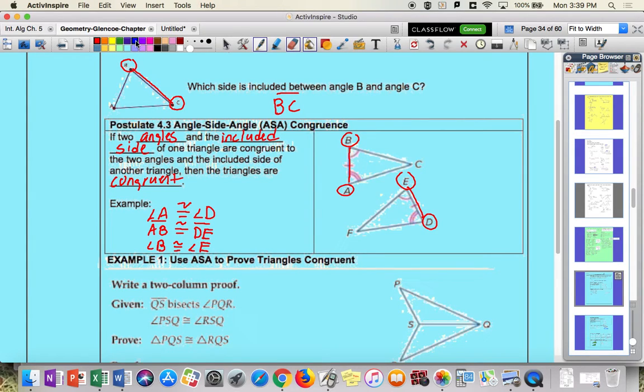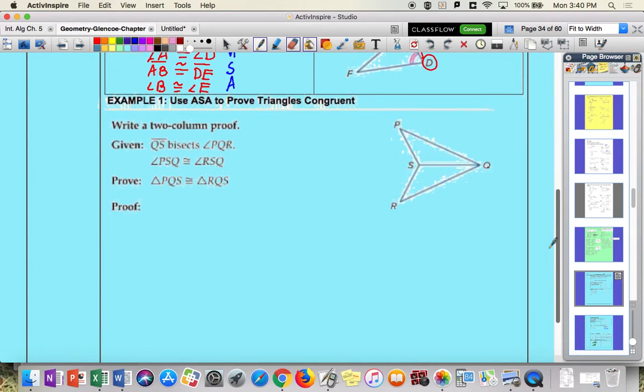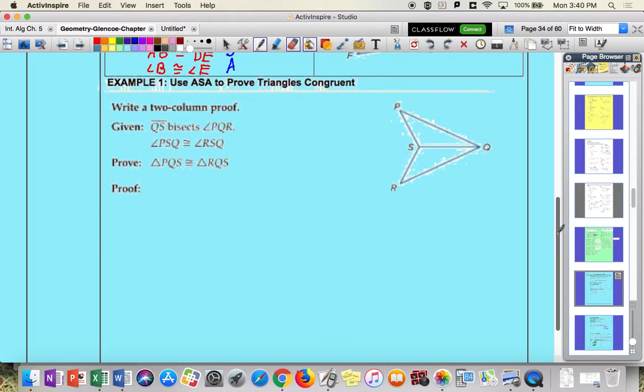So if we follow that order, we have an angle, an included side, and then another angle. And if that's true, then all of the rest of the parts that are not marked, these 2 sides and this angle, would also have to be congruent to each other because that is a congruent shortcut. So we can say triangle BAC is congruent to triangle EDF in our second triangle. We're going to use that congruent shortcut in a proof below in example number 1.